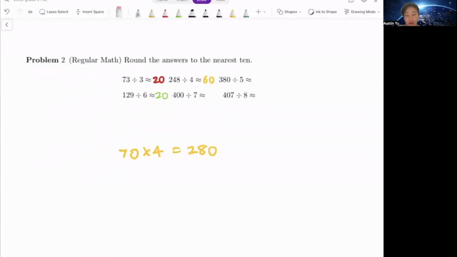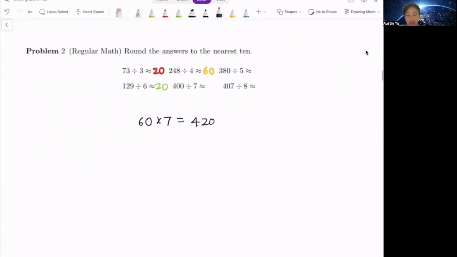Next one, 400 divided by 7. We get 400 is close to 420. That would just be 60 times 7 equals 420. However, since 420 is greater than 400, we need to step down a 10 from 60. So 60 becomes 50. 50 times 7 equals 350. And 400 is closer to 420 than it is to 350. So therefore, the answer is 60.